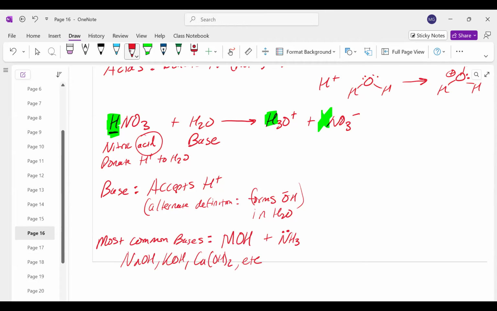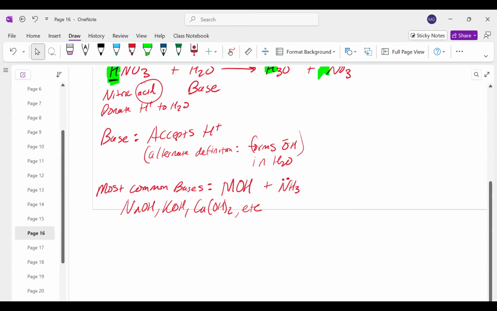Now, how do these hydroxides act as a base? Well, we take sodium hydroxide, and if we put that in water, it will dissolve to form sodium cations and hydroxide ions. So remember how I said the alternate definition for a lot of inorganic bases is a substance that forms hydroxide when placed in water.